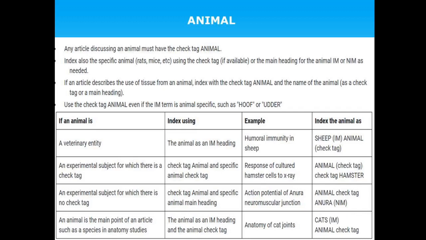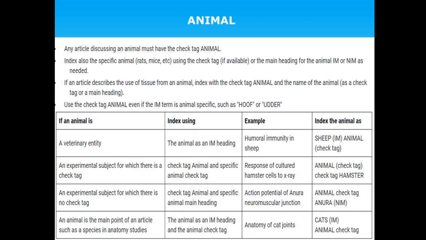So the main class should be there and the specific class should be there. Specific check tag should be there. If an article describes the use of a part or a tissue from an animal, index the tag animal and the name of the animal as a main heading, right? Use the tag animal even if the IM term is animal specific, like hoof or udder. Hoof is the bottom part of the horses, right? So these are parts. Even though, you have to include this check tag animal and the specific animal, right? And the animal specific, right? So these are the common criteria.